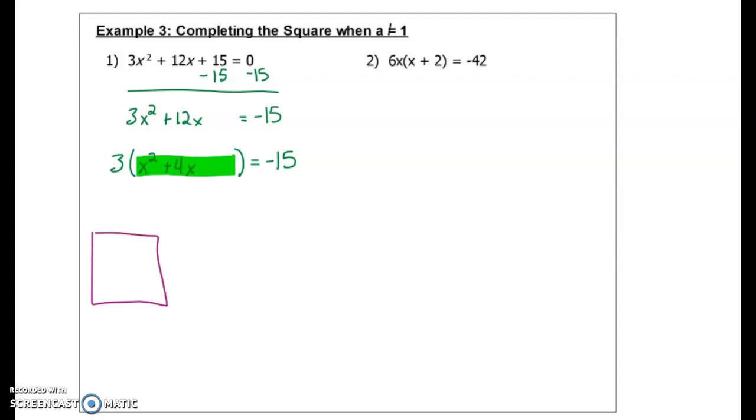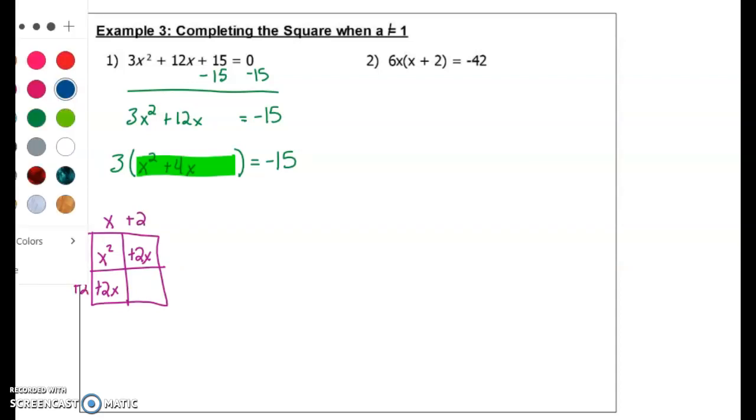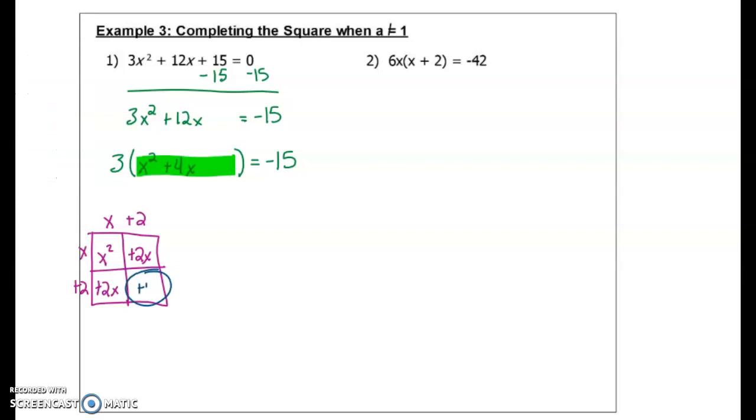So we're going to complete the square by putting x squared in the top left box. Now the 4x has to be divided evenly between those two boxes, so it's 2x and 2x. So if you start to factor, this is x plus 2, and this is x plus 2. So the number that literally completes the square is 2 times 2, which is 4. And that 4 needs to go right here.